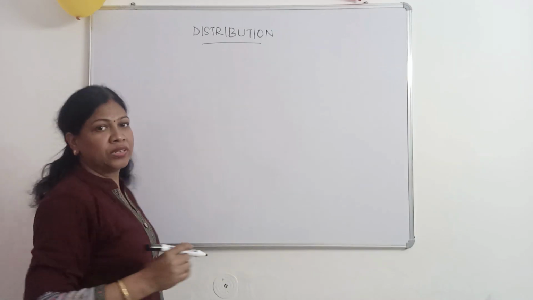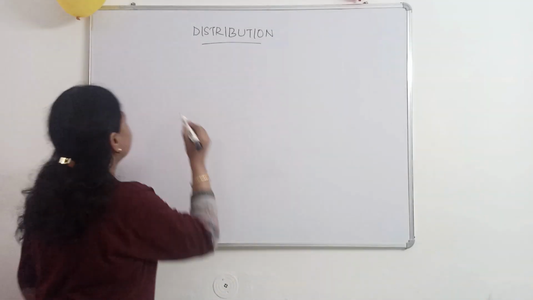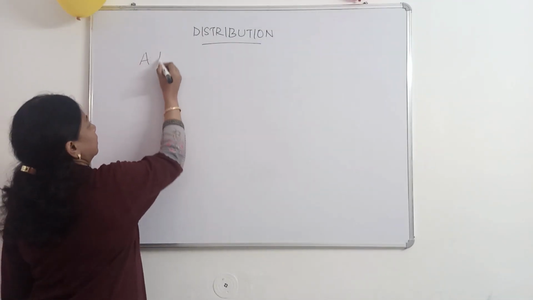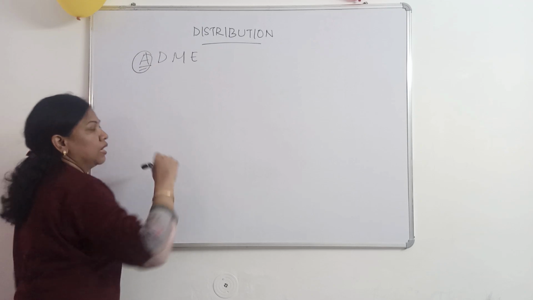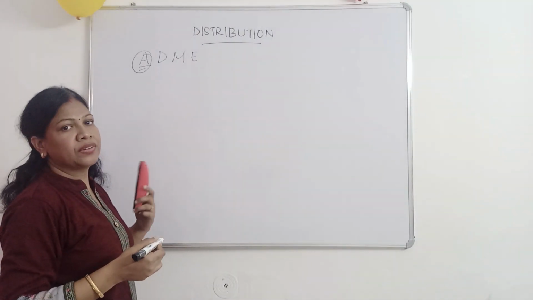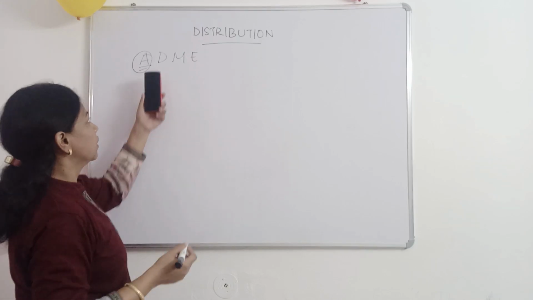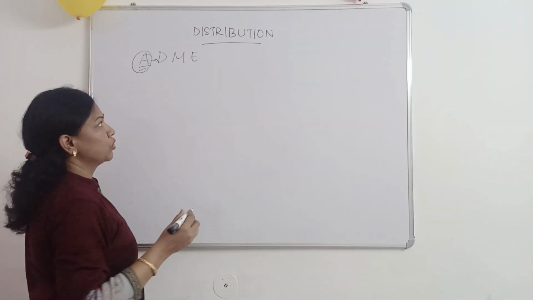So the next topic we are going to discuss is distribution of drugs. Under the pharmacokinetic parameters, that is A, D and E, we have discussed in the last videos about absorption, the mechanisms and the factors affecting drug absorption. Today we'll start with the distribution unit.